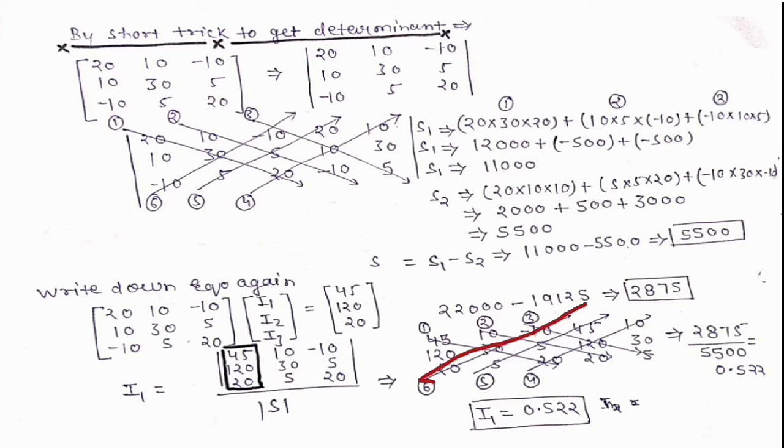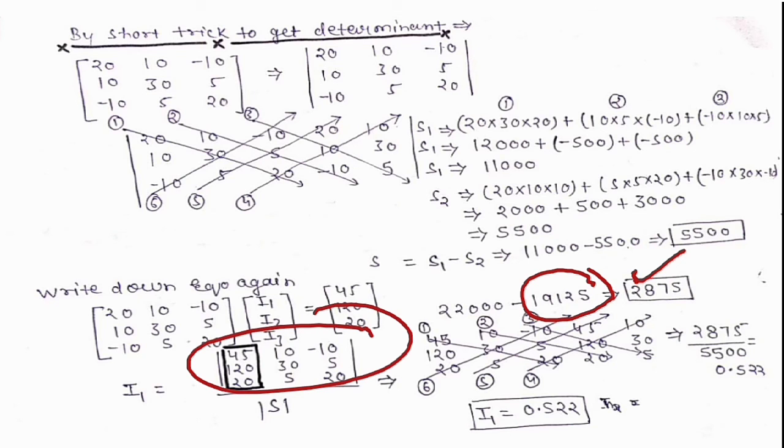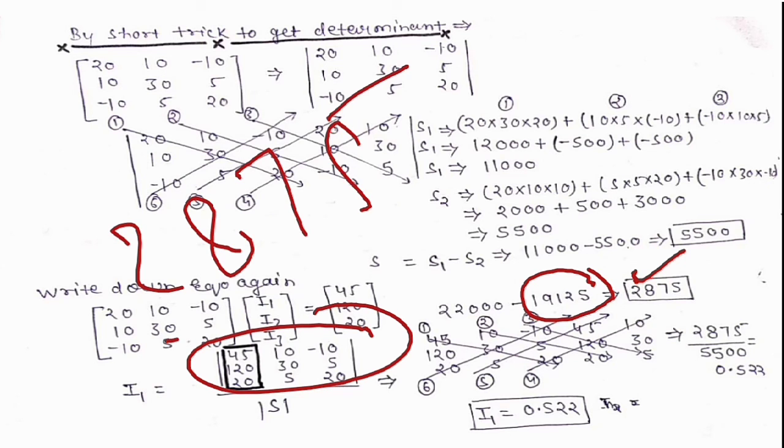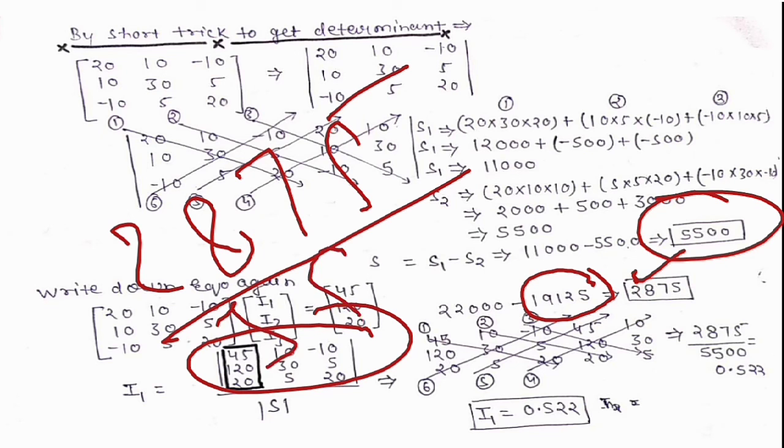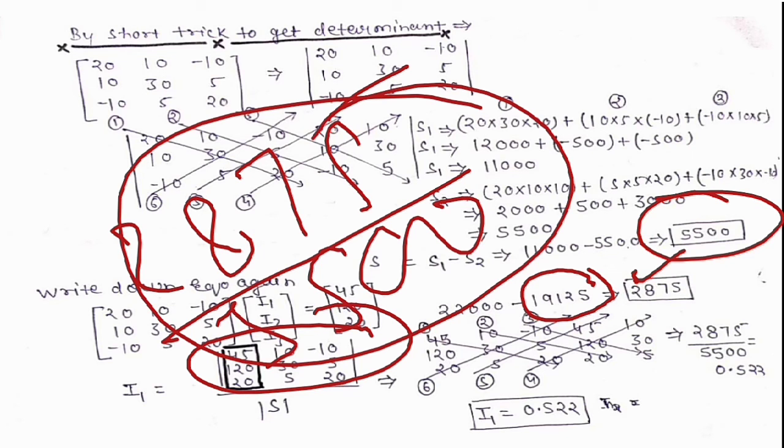Then for the second one, again three values: 20, 30, 10, minus 10, 5, cross 45, and 20, 120, 10. Multiply this and add up this value, you will get 19,125. Then you just subtract these values, you will get 2,875. So when you put this value, 2,875 divided by 5500, we get I1 equal to 0.522 ampere. Your previous I1 value is the same, that is 0.52 ampere.